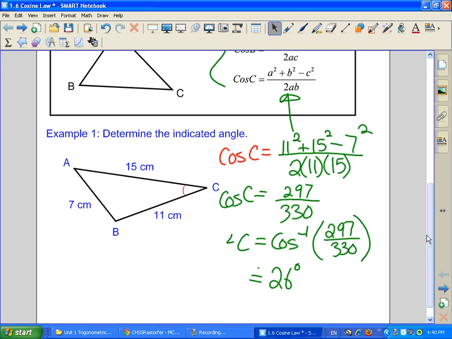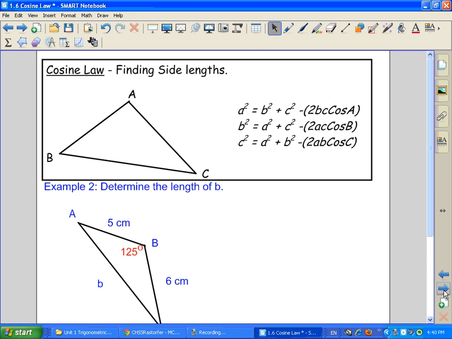Let's now explore on the second page how to find a side length. And again, this should be review, so hopefully this isn't a higher level of difficulty for you. All right. So again, looking at finding a side length, ladies and gentlemen, there's a ratio or connection between the side you're finding and the opposite angle.